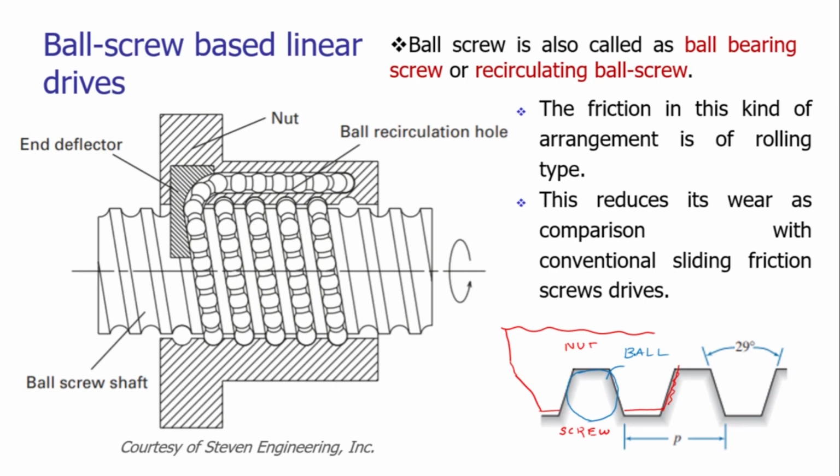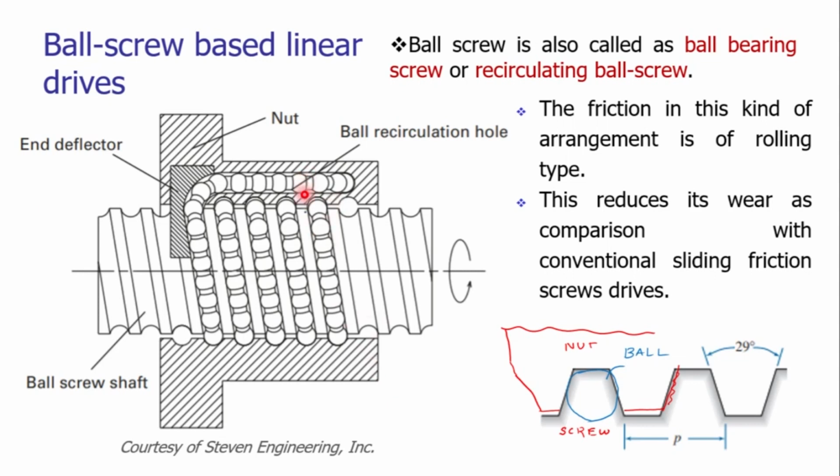On your screen, you can notice there is a screw, and the screw has a helical thread. The shape of the helical thread is semicircular. The helical thread is from one end of the screw to the other end. It is extending, it is traveling from one end to another end. There is a nut. The nut also has an internal helical groove. The shape of the internal helical groove is also semicircular.